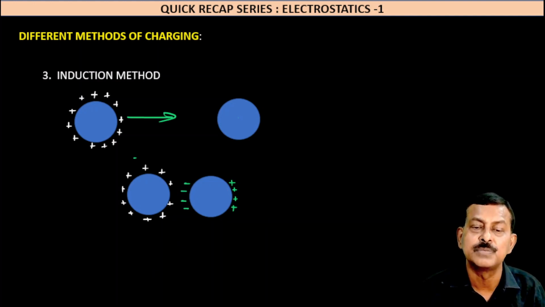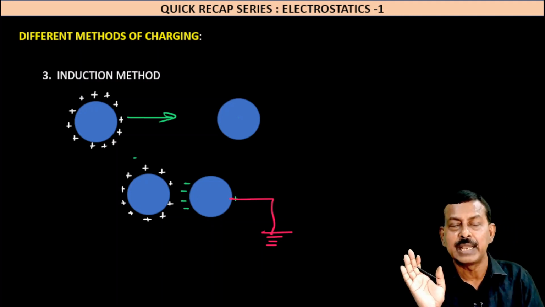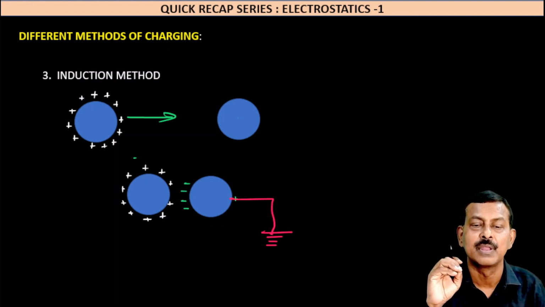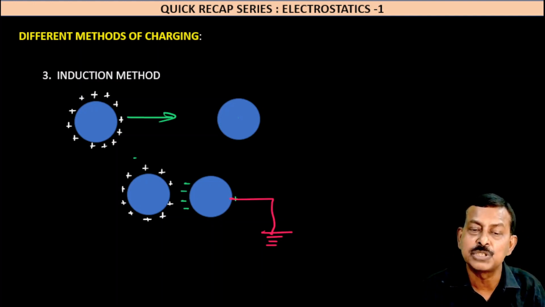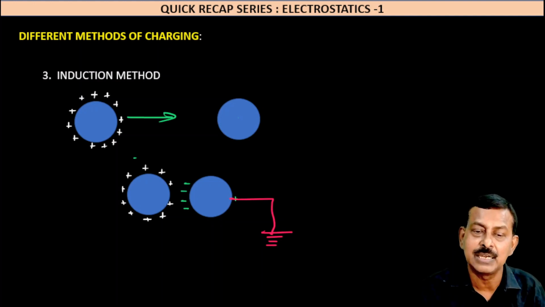Suppose we earth this one. So the moment you earth it, what will happen? These charges which are positive, they will disappear. Now why will they disappear? Because the electrons from the earth will move towards this body and they will neutralize these positive charges. As a result, these positive charges will disappear.